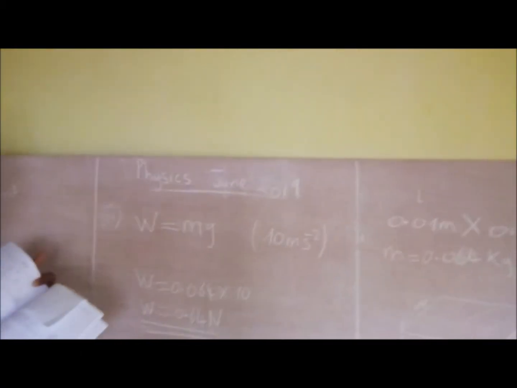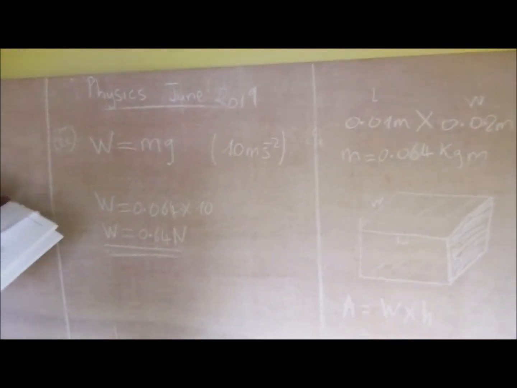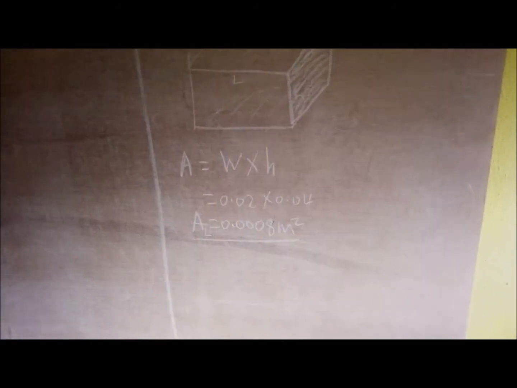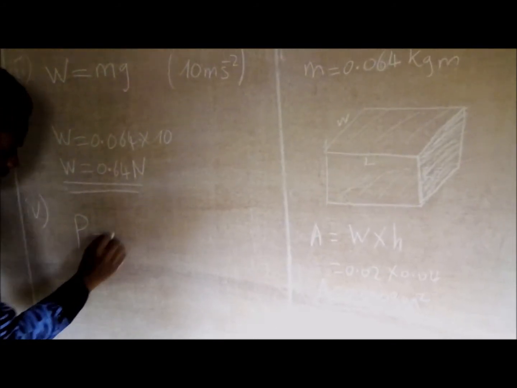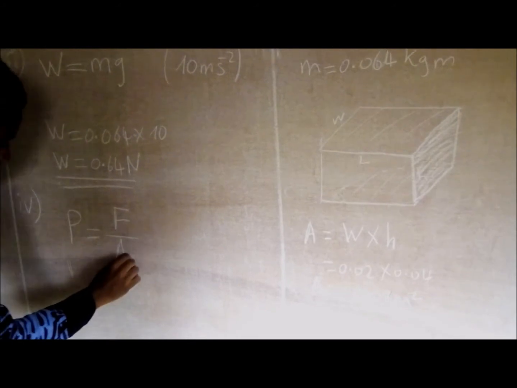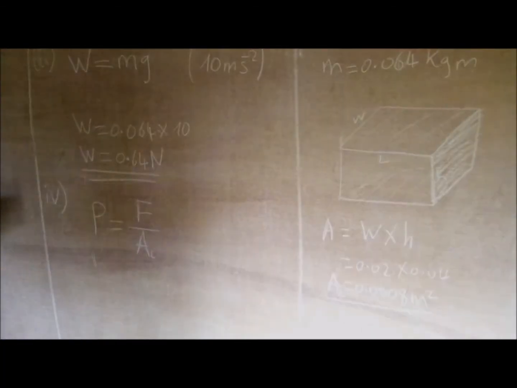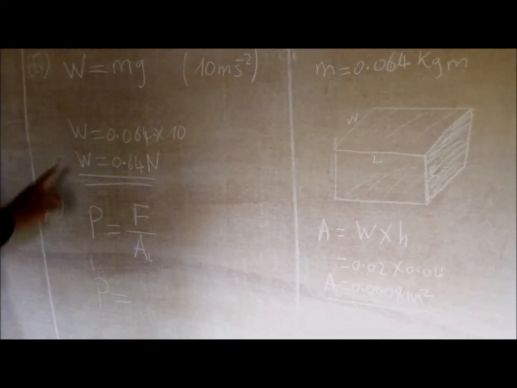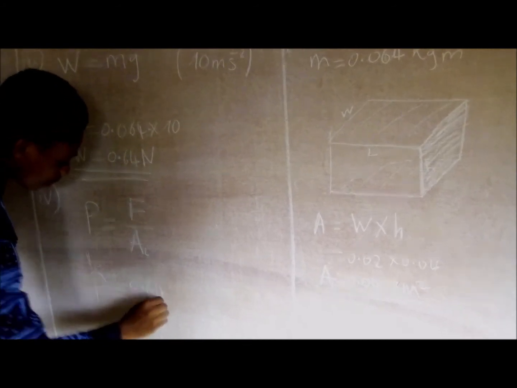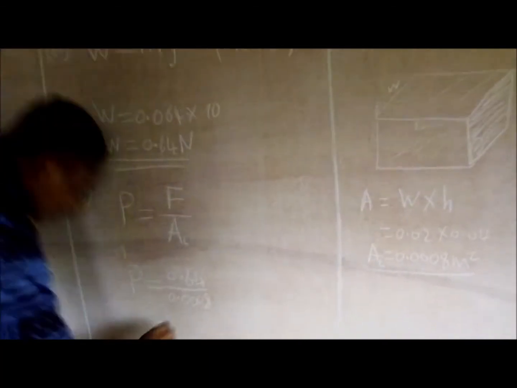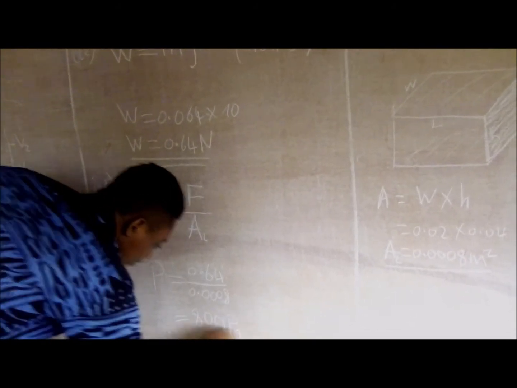The last question here says we should calculate the pressure the block will exert on a surface when lying on its largest surface. Here is the largest surface. We have already obtained the area of the largest surface. So Roman 3, from our previous formula, pressure equals force over area of the largest surface. Force is the same as the weight of the rectangular block if it is placed on its largest surface. It means pressure here will be equal to the weight, which is 0.64, over the area, which is 0.0008. So using a calculator, we obtain 800 Pascal. So that is the pressure.